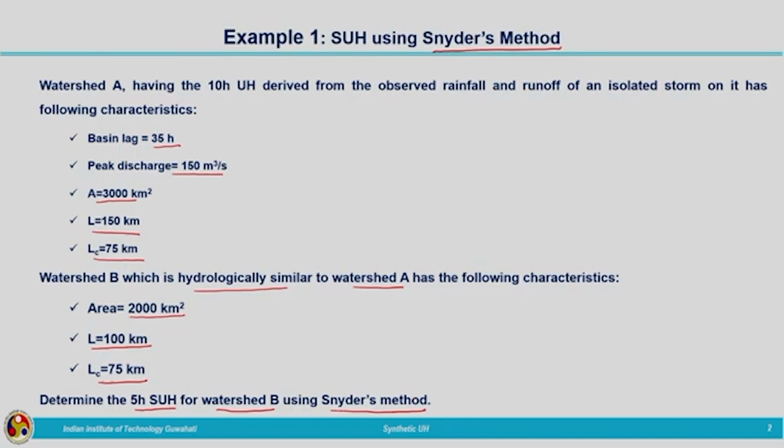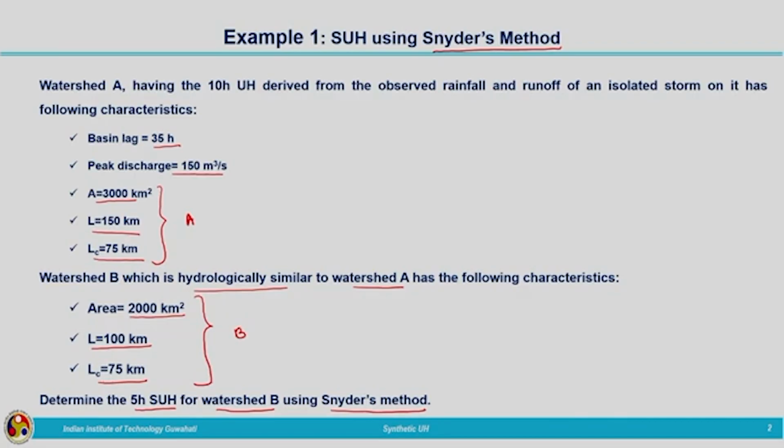We know in the case of Snyder's synthetic unit hydrograph, the relationships between the geomorphologic characteristics and hydrograph characteristics were found out. So, here the geomorphologic characteristics given are the area of the catchment 3000, L 150 and LC 75 kilometers in the case of watershed A, and in the case of watershed B, which is the ungauged catchment, area 2000 kilometers square, L 100 kilometers and LC 75 kilometers.